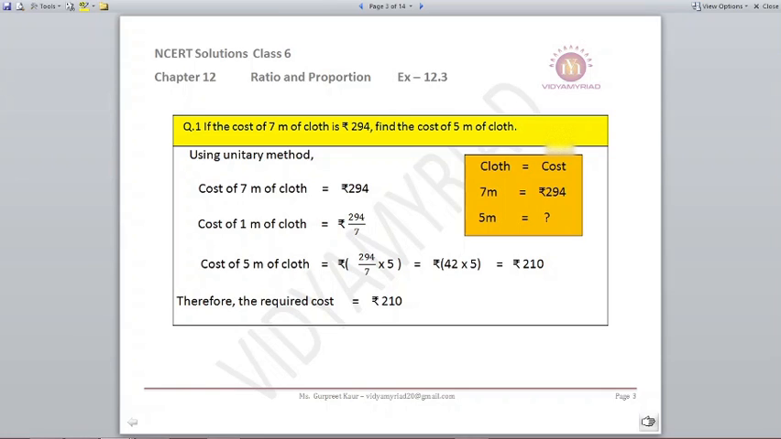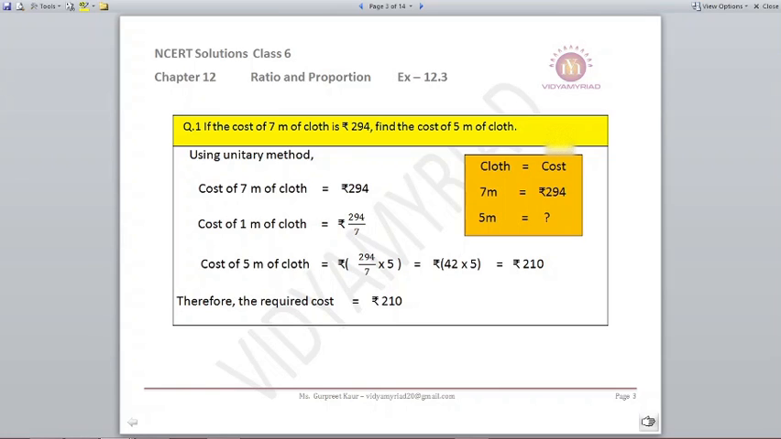Taking care of this, I can frame my equation. That is, cost of 7 meters of cloth is rupees 294. So cost of 1 meter of cloth will be 294 divided by 7. Now here it is not necessary that you have to find out the unit cost or divide it right away. It might be possible that in the next step it can get into the lowest term. So it is your choice. If it is easily divisible, do it now, or you can even wait for the next step.